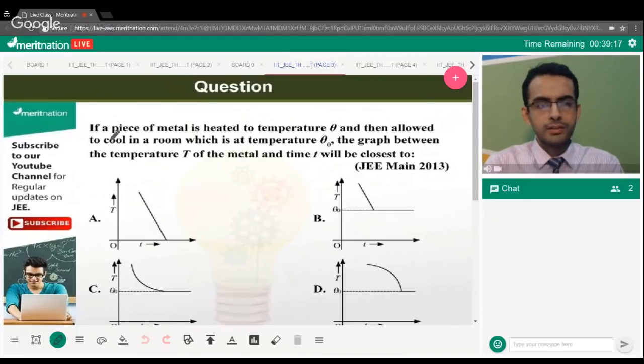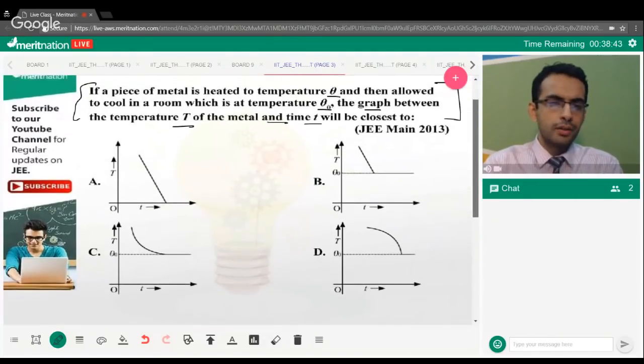So now next question is, if a piece of metal is heated to a temperature theta and then allowed to cool in a room which is at temperature theta naught, the graph between the temperature of the metal and time t will be closest to. So again, students, this question is based on Newton's law of cooling, right?